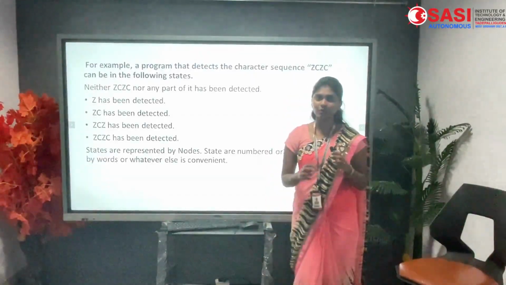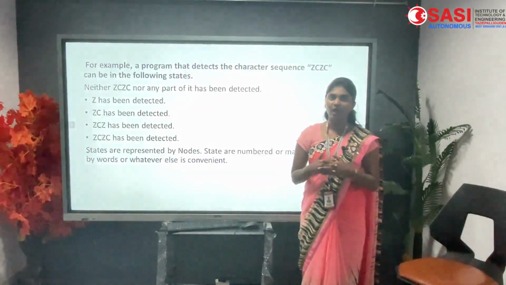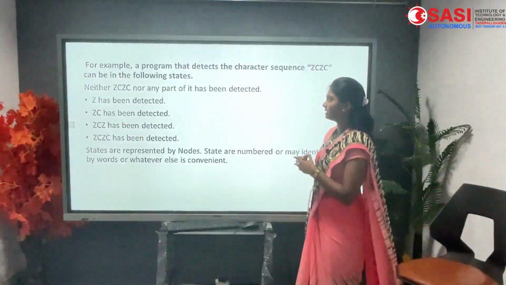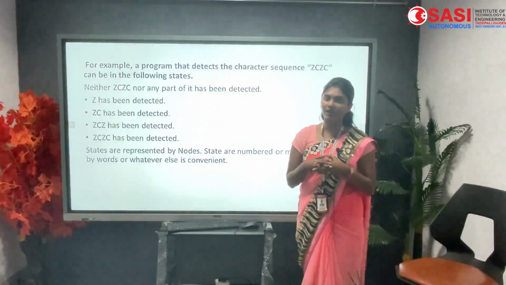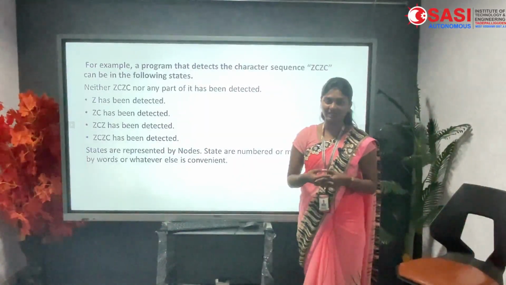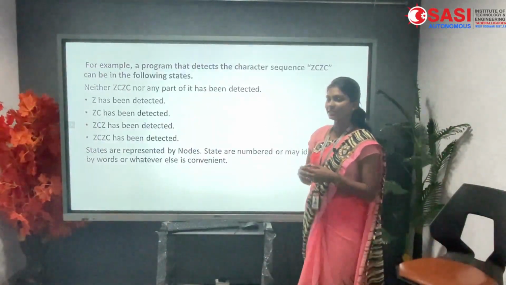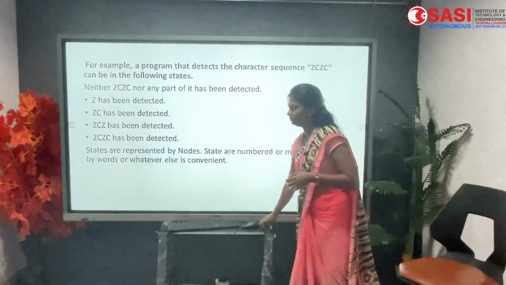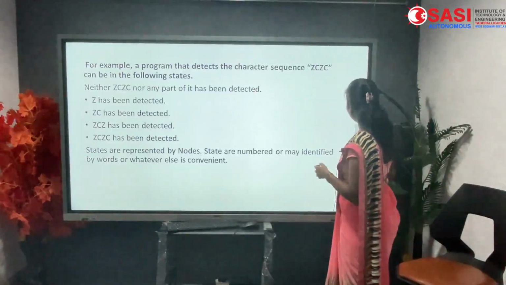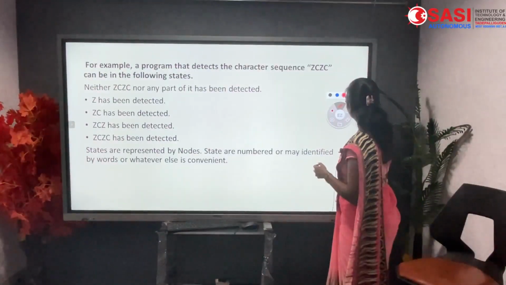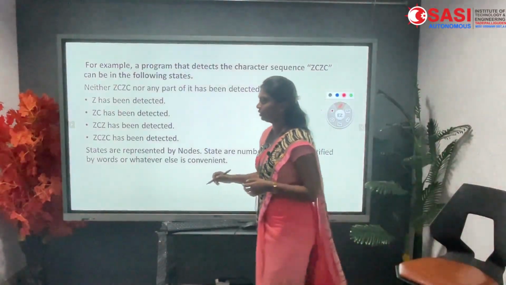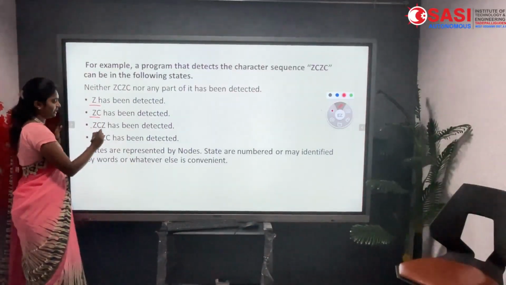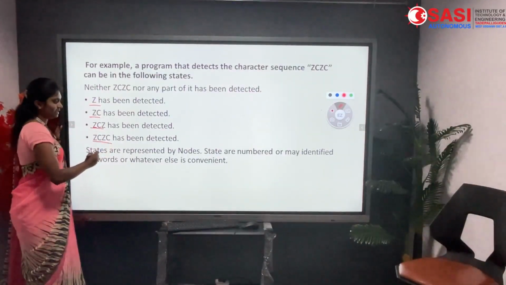Okay. Next, I will give a small example of a particular state graph. I took a small method, which is ZC. ZC is my question. This ZC, how are we defining the states? I have to define the states one by one. First state, I am defining Z is detected. Next, ZC is detected.